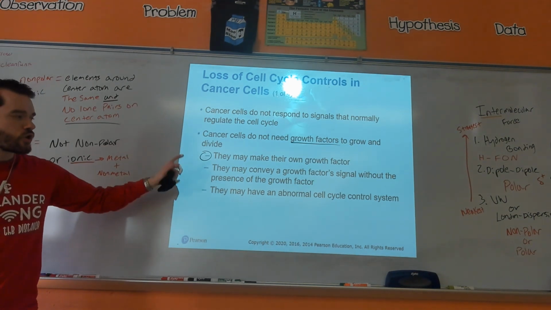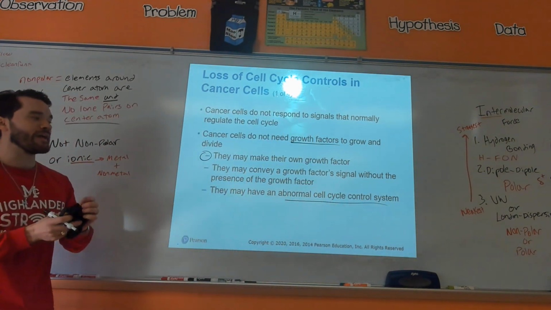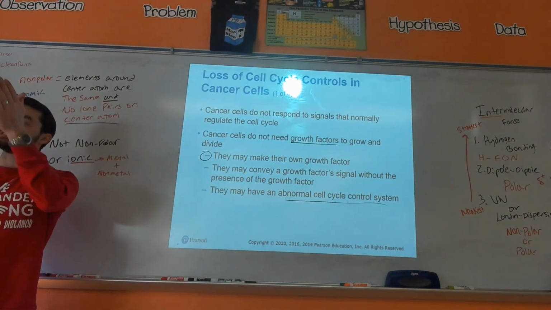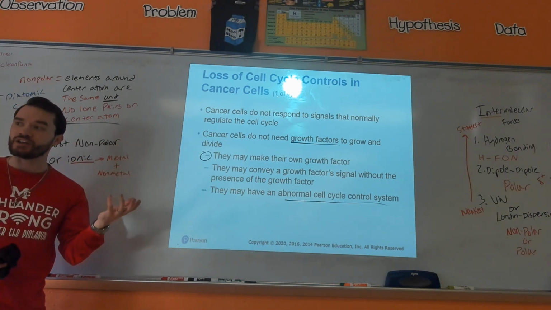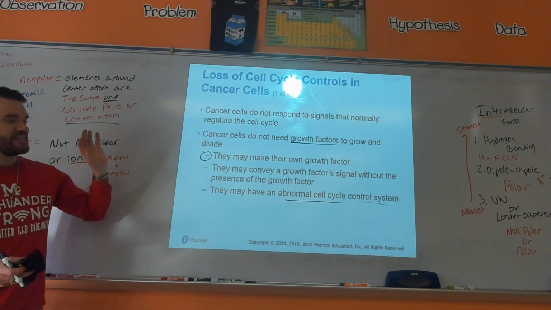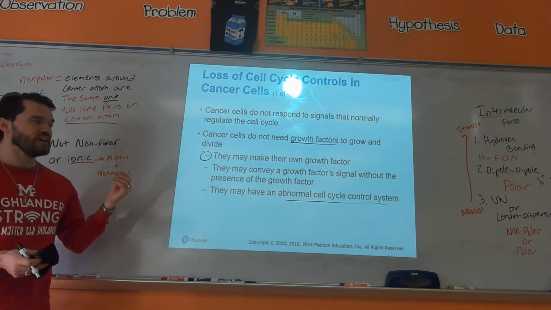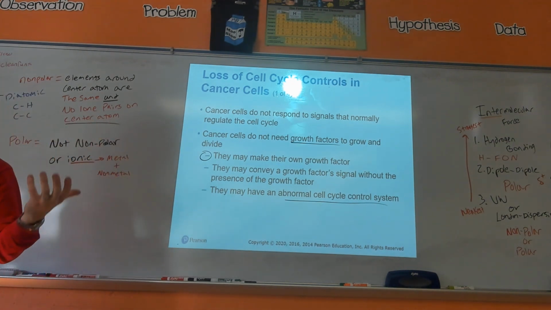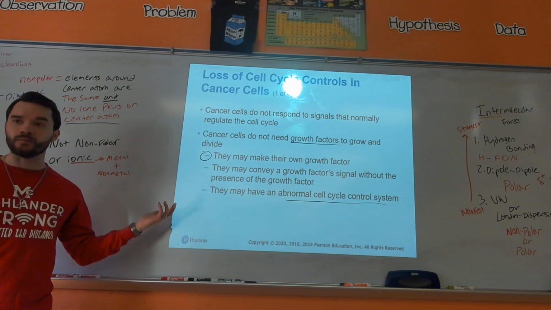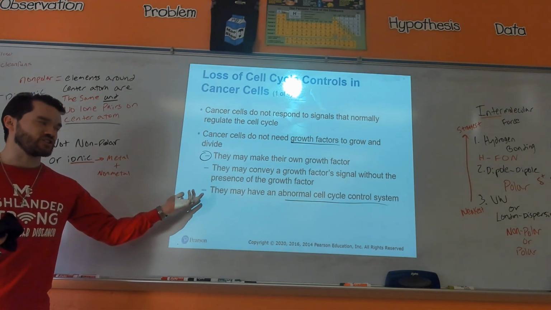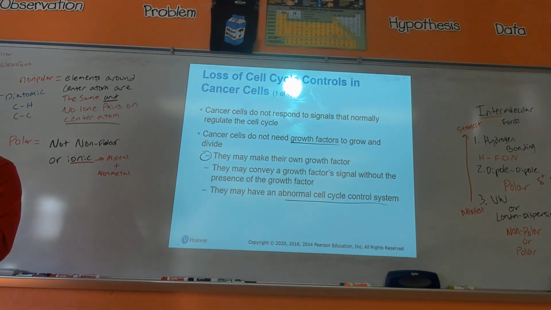Or they have abnormal cell cycle control systems. I mentioned how we have certain checkpoints as we go through the cell cycle to make sure we divide at the right time and everything's ready to go. In cancer cells, that cell cycle control system can break down. They didn't duplicate the DNA correctly, and they don't care. They're going to divide anyway, which can lead to other problems, like losing control of certain genes that we need to control the cell cycle.